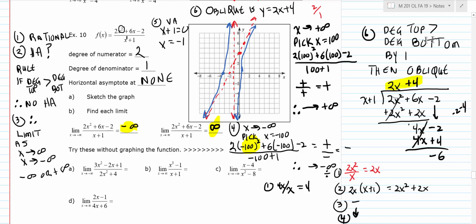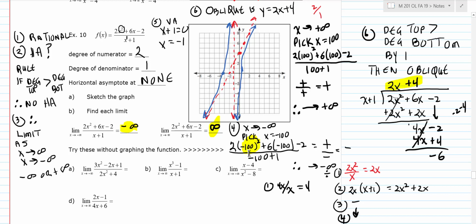All right, so let me kind of summarize this a little bit. First step, it's a rational function. Second thought process, do I have a horizontal asymptote? Because degree of top is bigger than the bottom, the answer is no. So then it kind of becomes, okay, do I have an oblique asymptote? Regardless of whether you do or not, the answer to these limits will either be negative infinity or positive infinity. That's a guarantee.